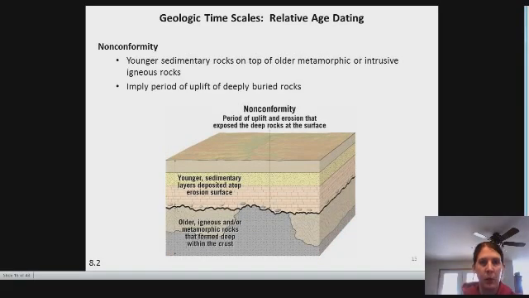Finally, a nonconformity is young sedimentary rocks on top of older metamorphic or intrusive igneous rocks. These imply a period of uplift of deeply buried rocks. So if we get these extremely old igneous and metamorphic rocks with very young sedimentary rock deposited on top, there was something that occurred to uplift these igneous rocks to the surface and had them erode away and then undergo deposition on top of them.